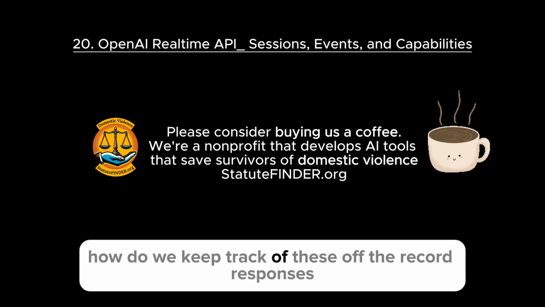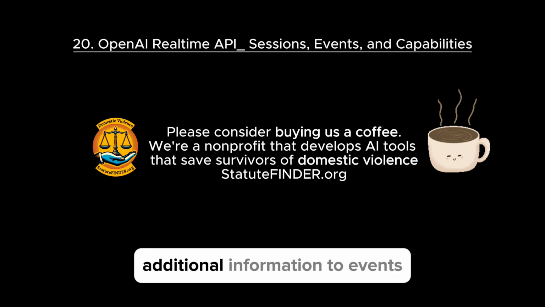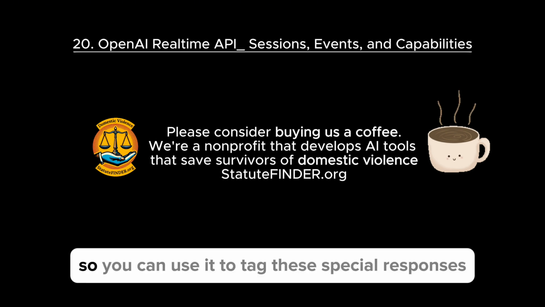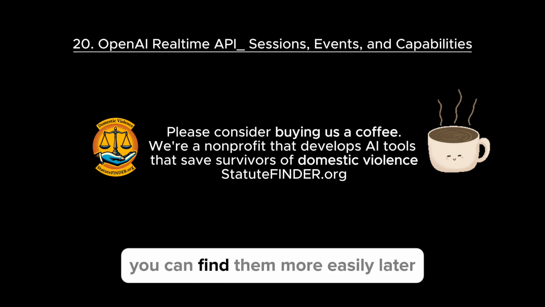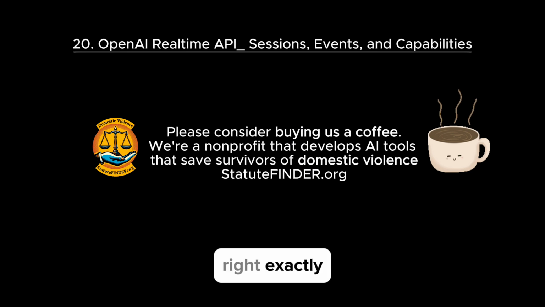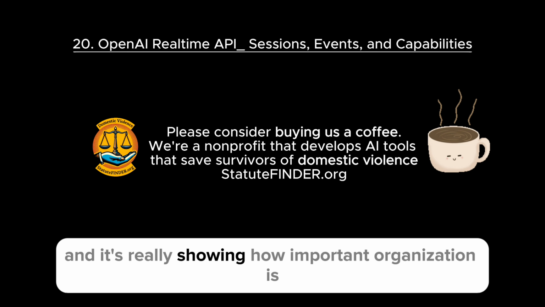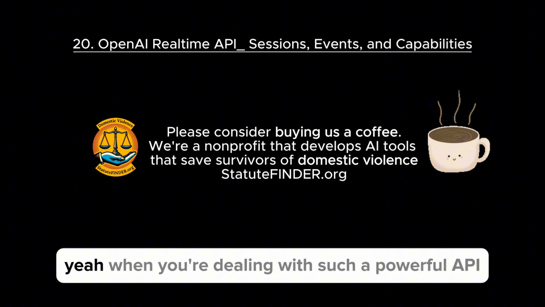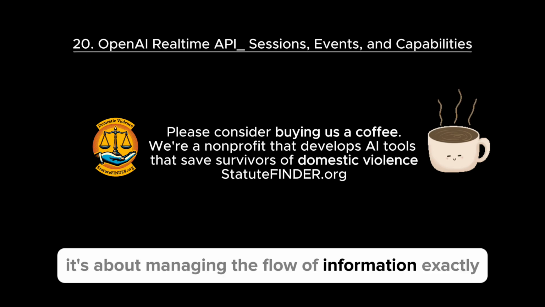But how do we keep track of these off-the-record responses then? So that's where metadata comes in handy. Metadata allows you to attach additional information to events. Got it. So you can use it to tag these special responses and keep track of them. It's like labeling your files, so you can find them more easily later. Right, exactly. It's interesting we're talking about all this, and it's really showing how important organization is. When you're dealing with such a powerful API, it's not just about sending commands, it's about managing the flow of information.